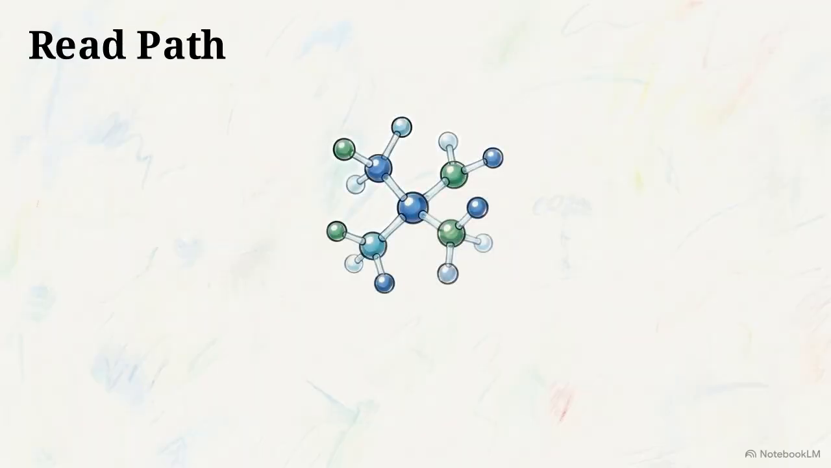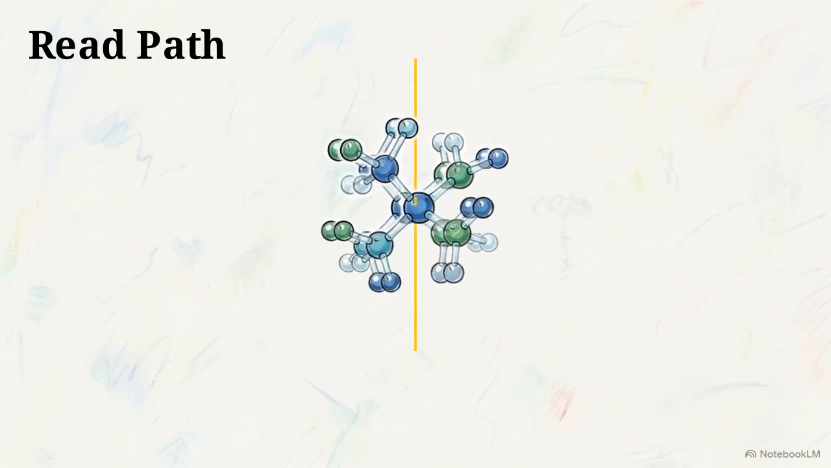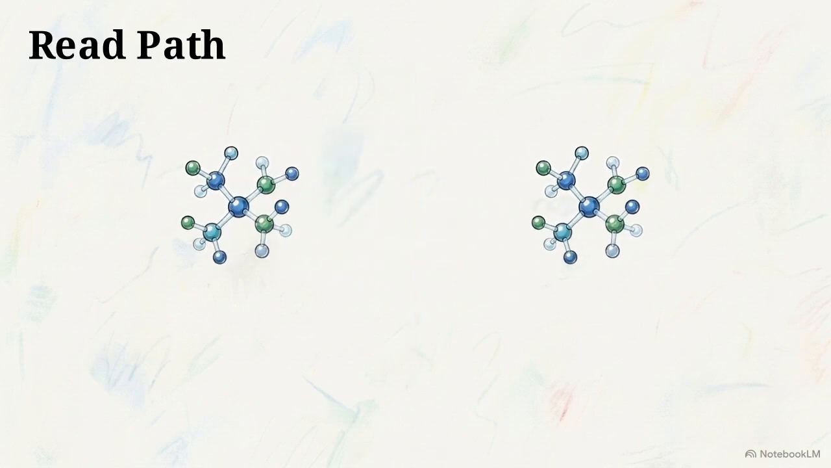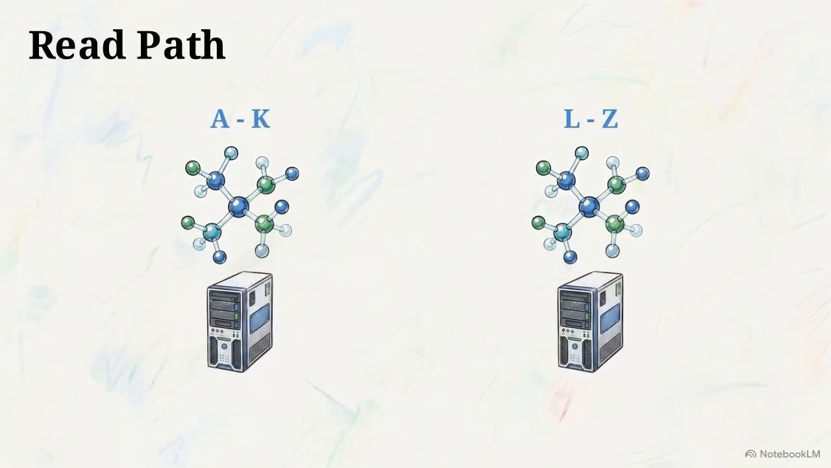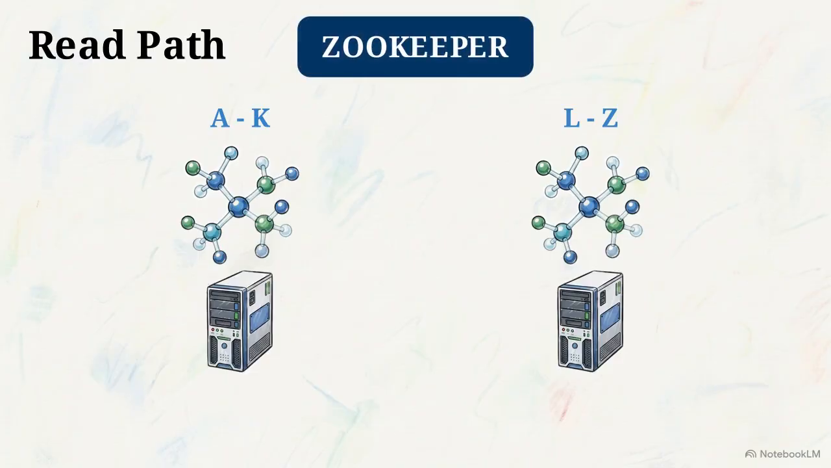This diagram illustrates the read path. We start by taking the oversized trie and mathematically partitioning it across multiple servers based on alphabetical prefix ranges. The data is split into blocks, like A through K and L through Z, each hosted on its own dedicated cluster. To keep track of where everything lives, a configuration manager called Zookeeper steps in.